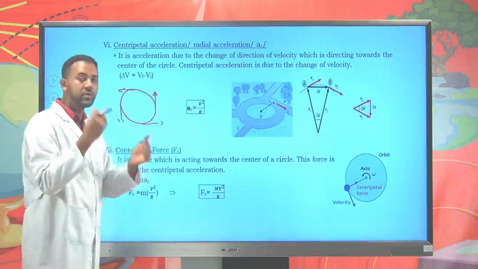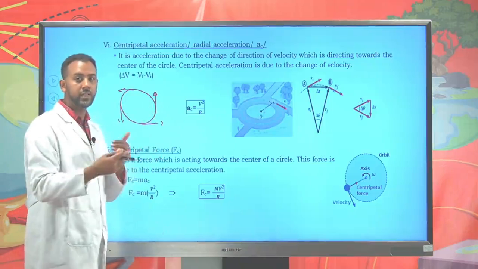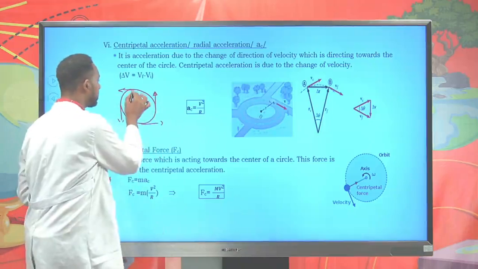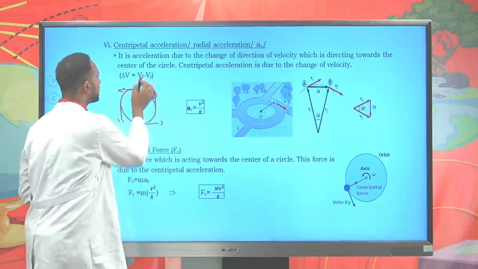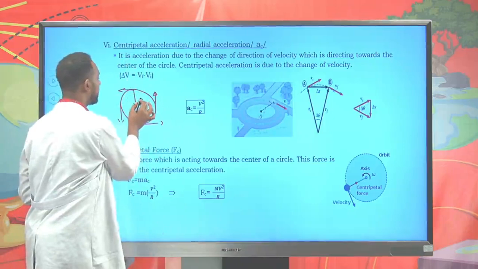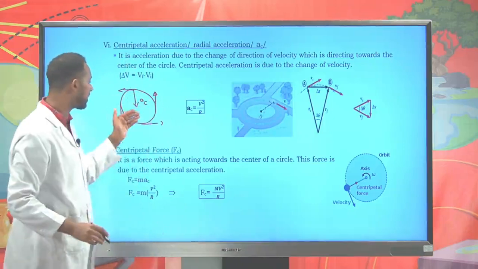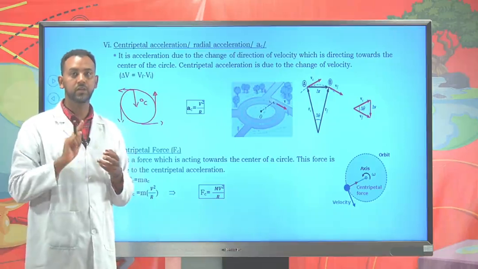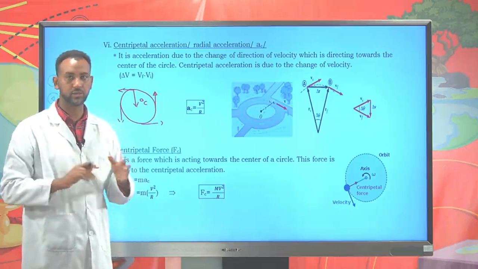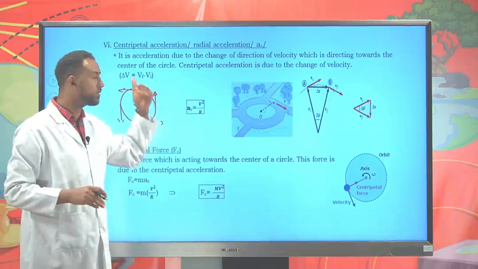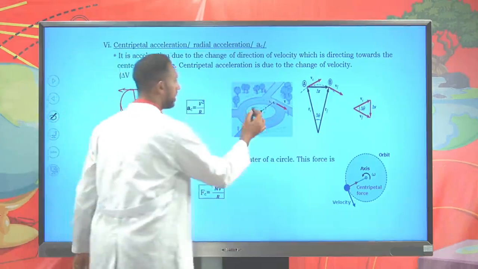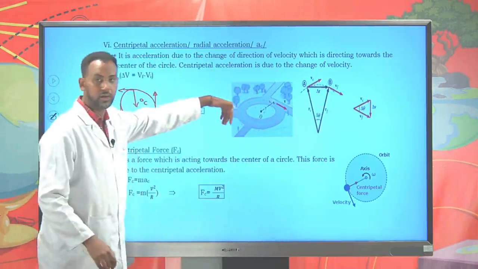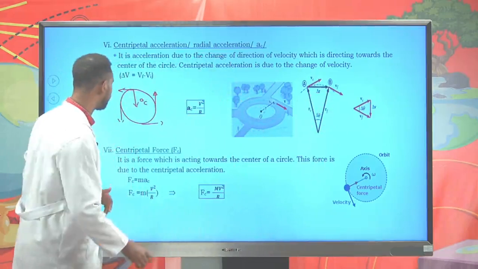Due to the change of this direction, there will be an acceleration that appears, and that acceleration tends to act downward or to the center. Okay? This acceleration is known as centripetal acceleration. So centripetal acceleration is acceleration that appears due to the change of velocity in its direction, not in its magnitude. The magnitude remains constant, but due to the change of direction, there will be an acceleration that appears, and it acts always towards the center or axis of rotation.